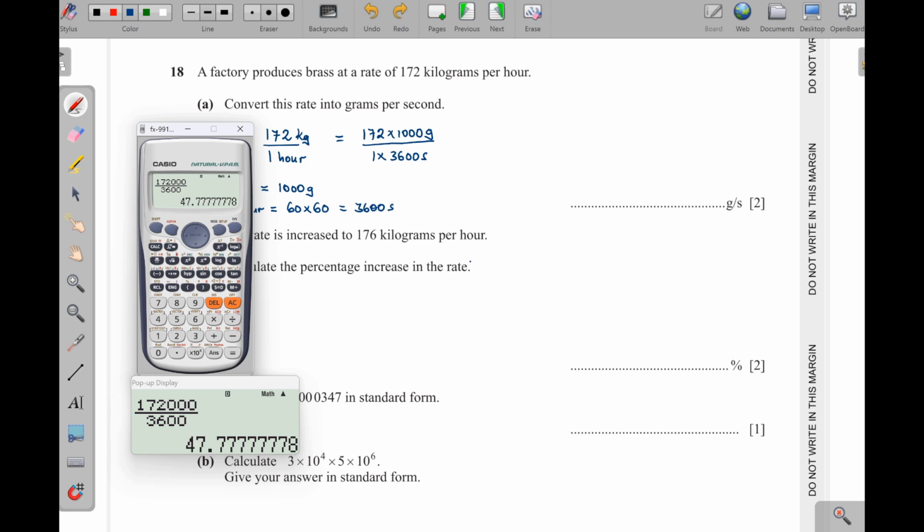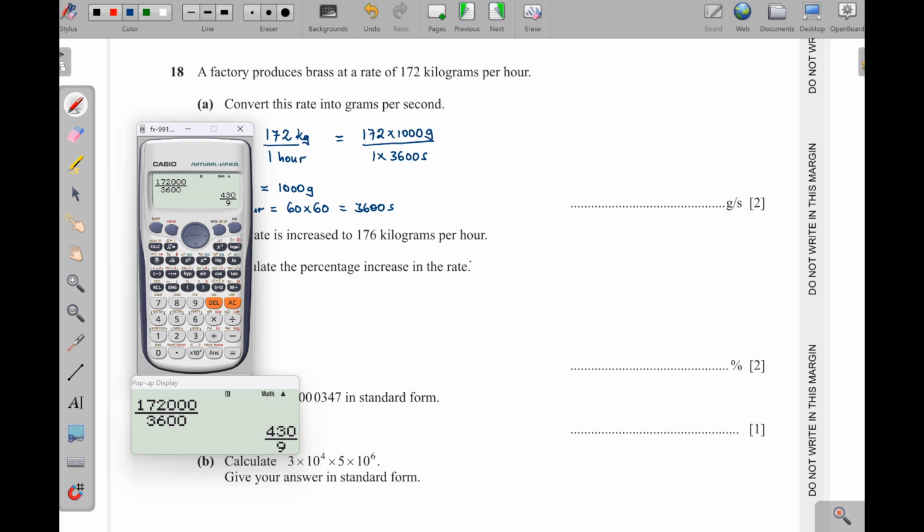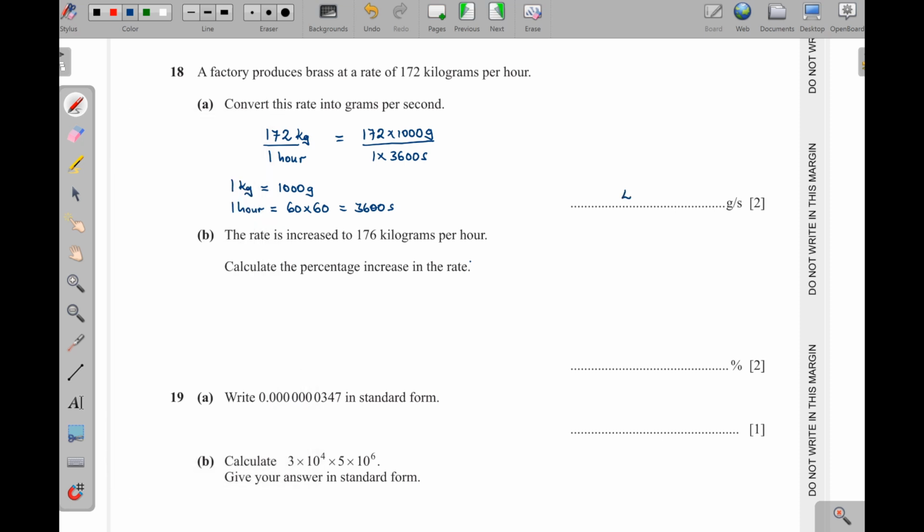So getting back to what it was, you press shift, then this button, S to D. That one there can convert for you from decimals to fractions, from fractions to decimals, and also from fractions to mixed numbers. So shift and then that S to D. So that is 47 and 7 over 9. This one is actually 47.7 recurring. Okay, so I can leave it there like that.